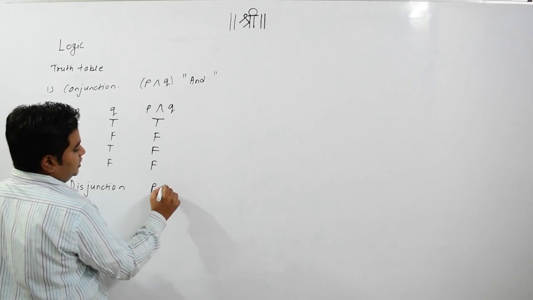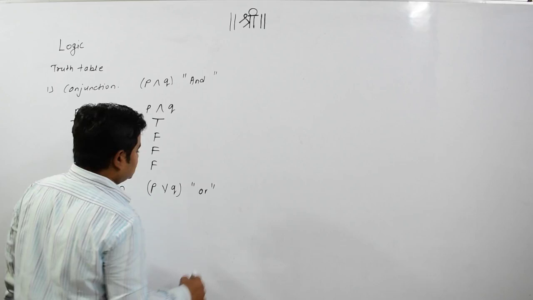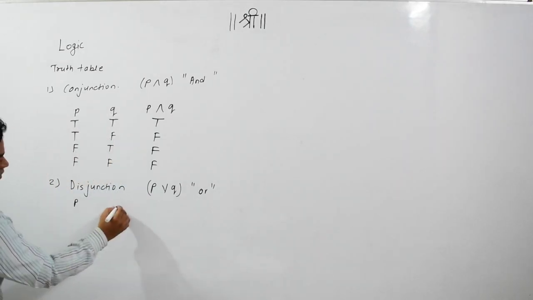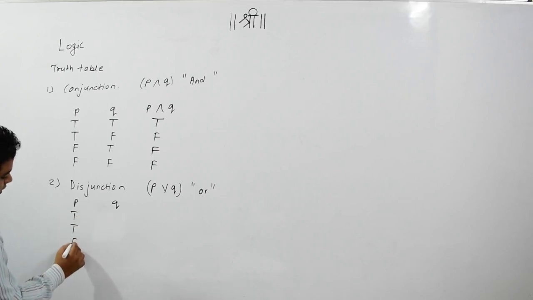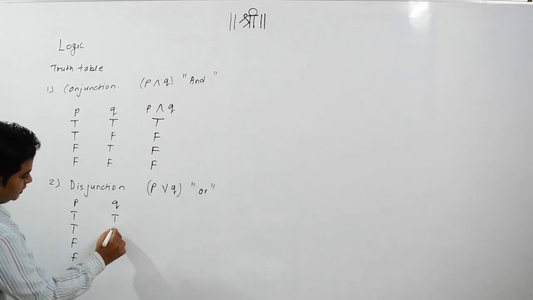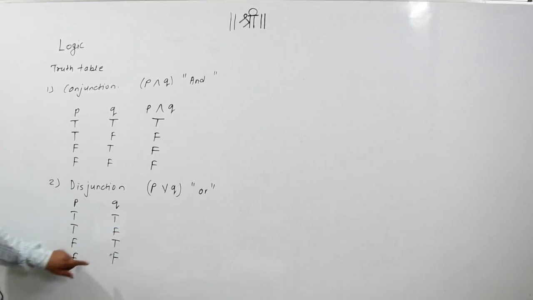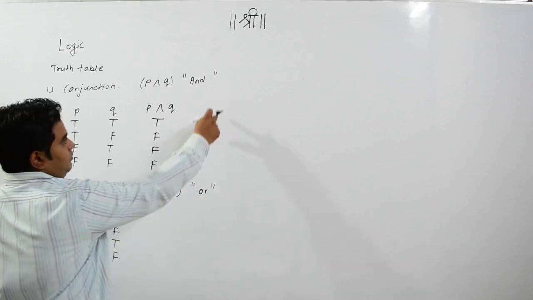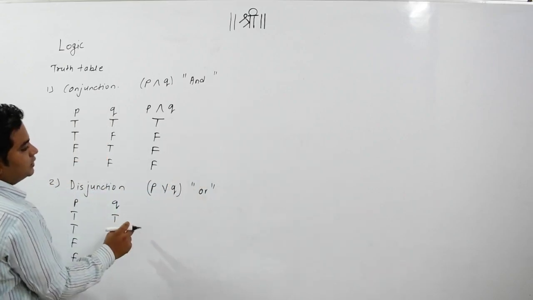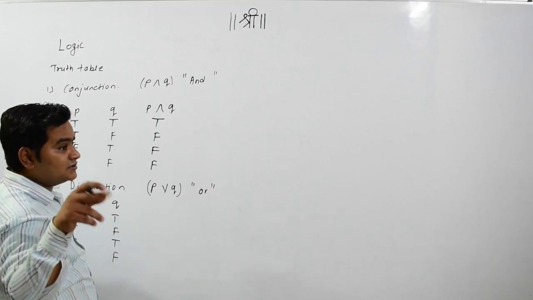It means P or Q, representing OR in a statement. So again the statements are P, Q. Here we have T, T, F, F, T, F, T, F. Hope you are getting it. Now within these steps we have a very interesting quantity. Here we multiplied, here we need to add, considering T as 1 and F as 0.